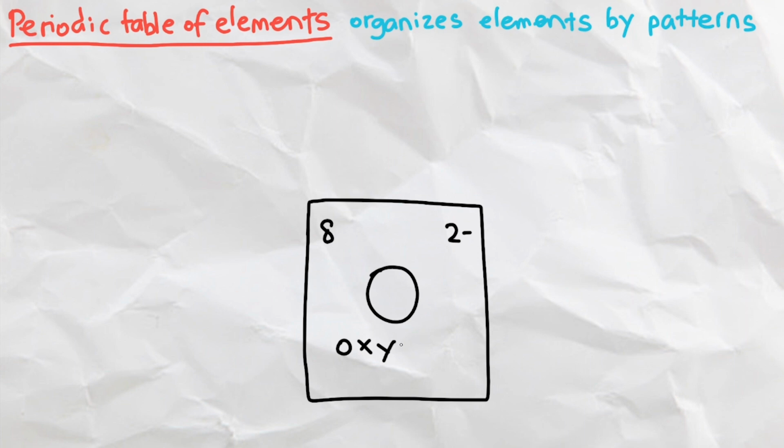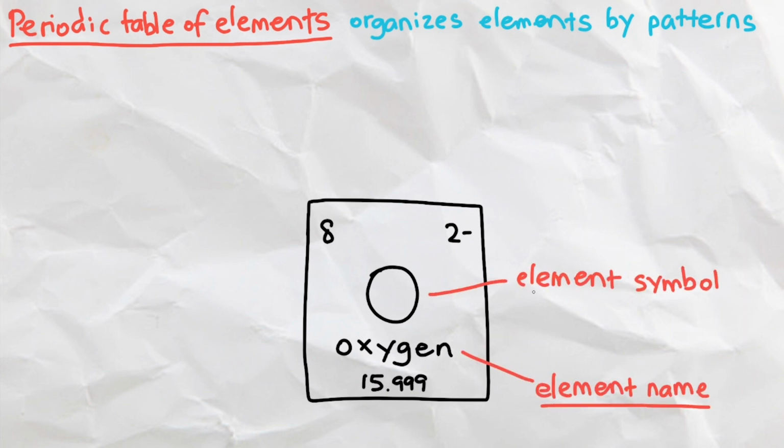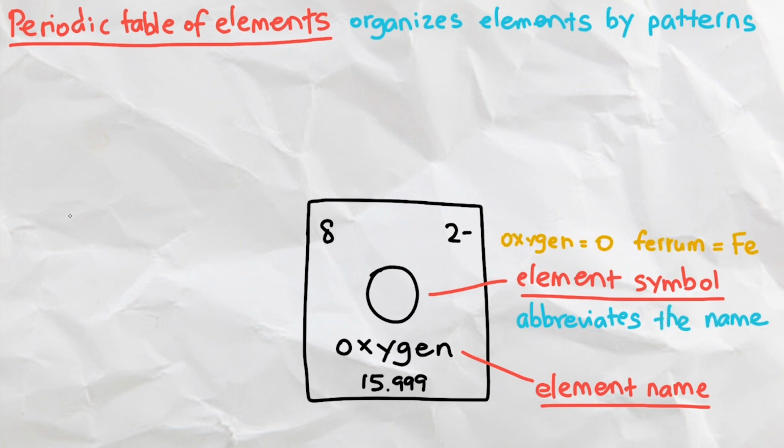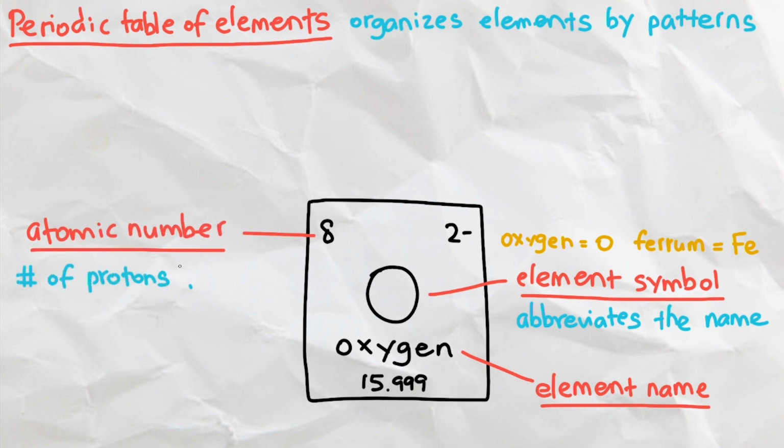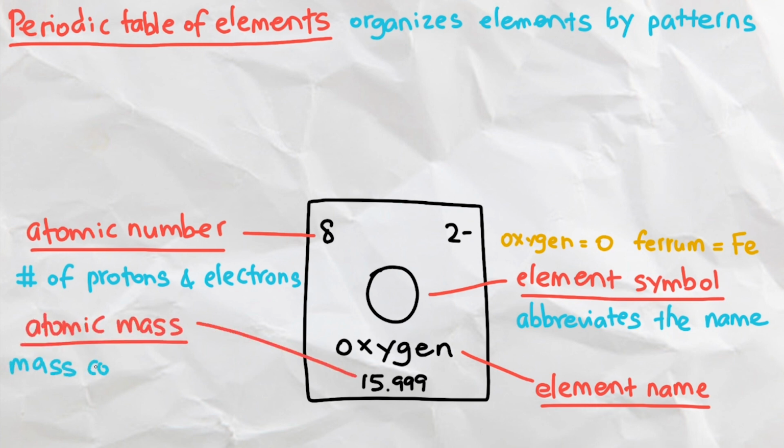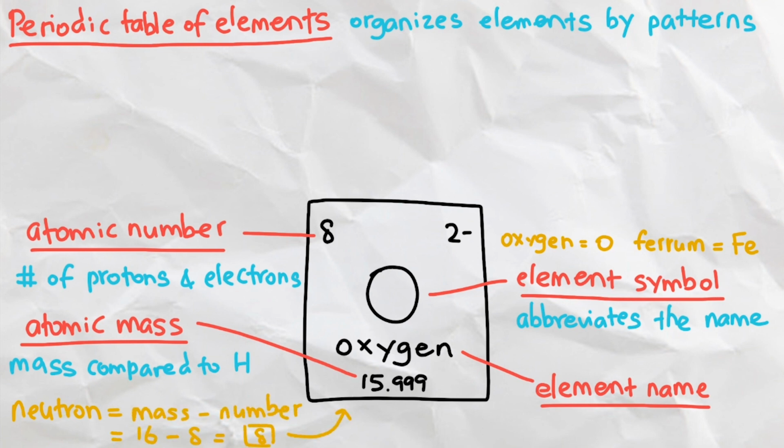For each element, we have the element name, along with the element symbol, which abbreviates the element name, such as O for oxygen, or named after Latin, such as Fe for iron. Each element also has an atomic number, which tells us how many protons and electrons an element has, and an atomic mass, which is how heavy an element is compared to hydrogen. To find how many neutrons an element has, we just subtract its mass by its atomic number, which is 8 in the case of oxygen.